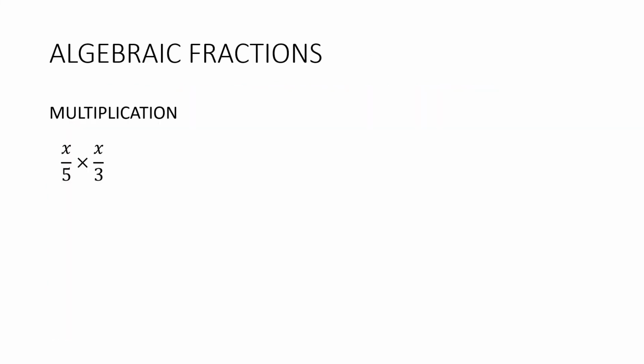Okay, the last thing we have to learn for this lesson is algebraic fractions. So let's start from the beginning. When we multiply fractions, we multiply across the top and across the bottom. So our answer is x squared on 15.